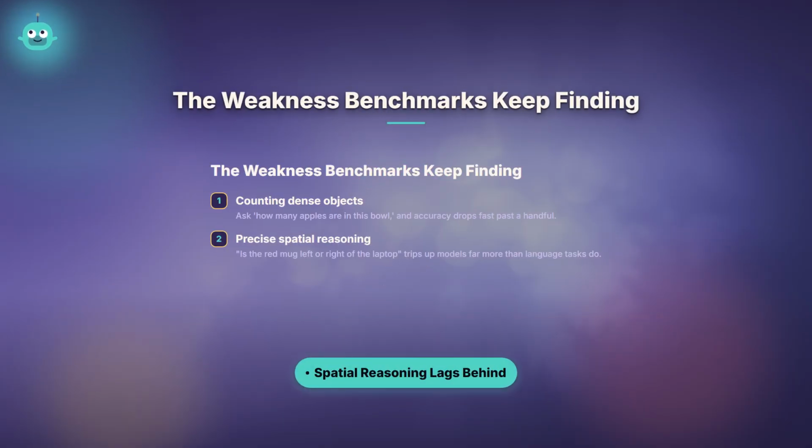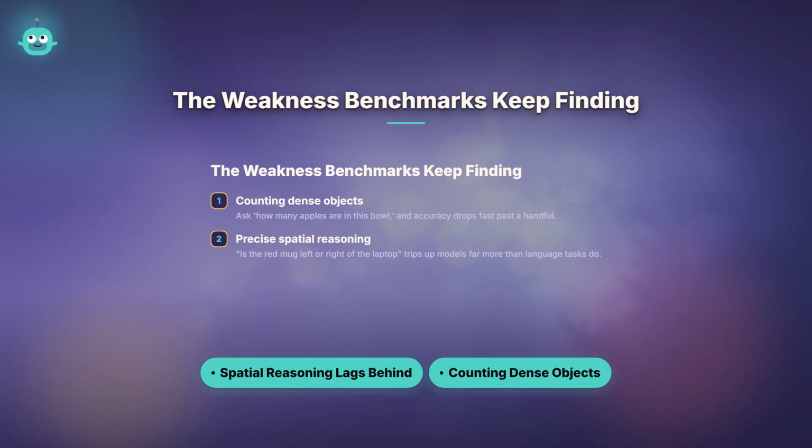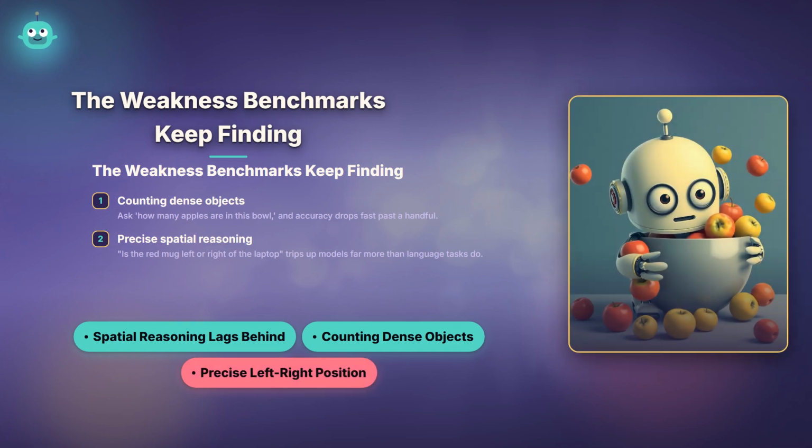Here's the stranger one. Spatial reasoning lags so far behind language ability that it barely looks related. Counting objects in a cluttered photo or judging exact left-right position breaks down fast. It's genuinely surprising these models write working code yet miscount 6 apples in a bowl. Why would one skill be so far ahead of the other?